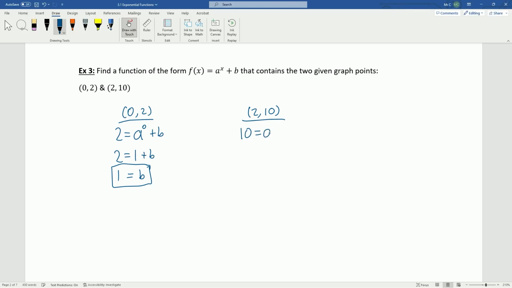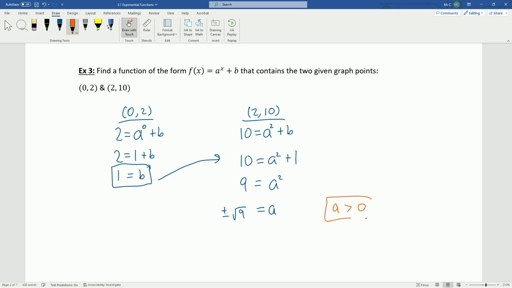Now if I take a look at (2, 10), y is 10, x is 2. And now let's plug our value for b into this equation. We get 10 equals a squared plus 1. I subtract the 1. I get 9 equals a squared. And so if I take the square root of both sides, what do I get? I get a equals plus or minus the square root of 9. But this is really, really important. We already know that a has to be positive because it's an exponential function. So that means I can ignore that negative root. I got two possible answers, and the real answer is just the positive root, radical 9, which is, of course, 3.